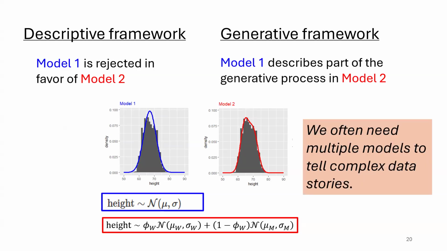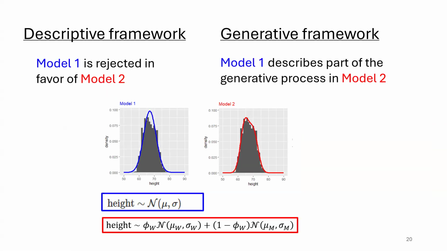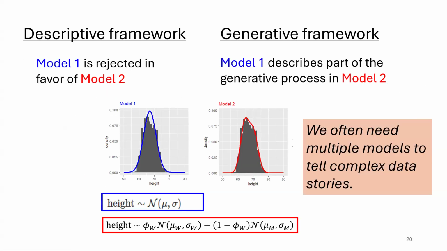So my main point here is that we often need multiple models to tell complex data stories about complex systems, and we can never get the whole picture in one model, but it can be useful to have simple models that help us to elucidate aspects of the story that we're interested in, and often more than one.